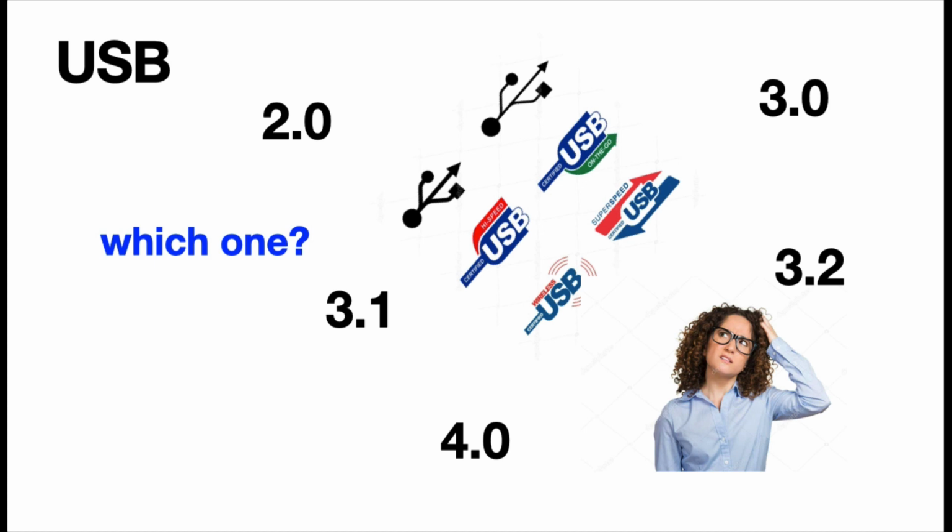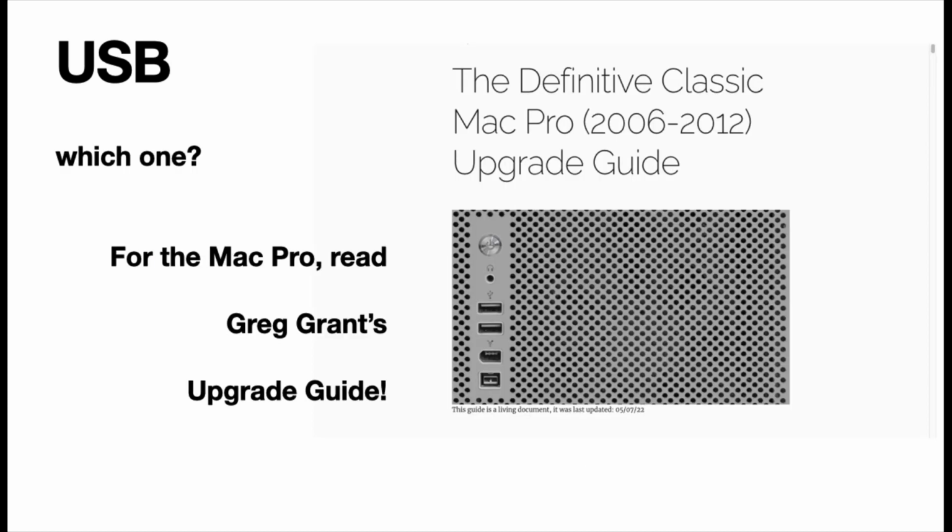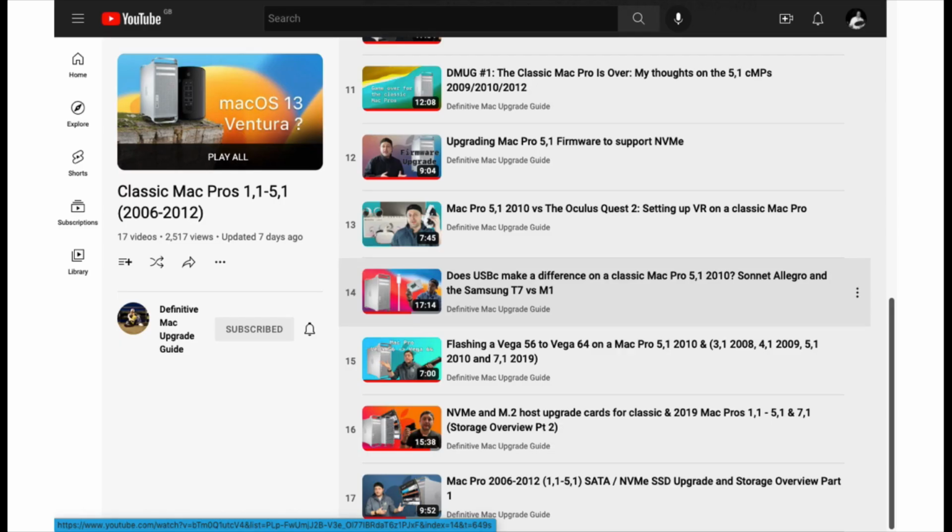Now, one very good thing, especially if you're using a classic Mac Pro, something that you should never overlook is the definitive classic Mac Pro upgrade guide by Greg Gans. This is a fantastic upgrade guide, and he also has a great YouTube channel, which you can check out and has a lot of information. Regarding the mess in the USB naming convention, he also made an interesting video about the Mac Pro and using an NVMe USB-C card and so on. So that you can see, from that video I just took a little part.